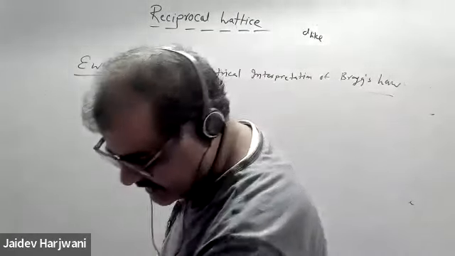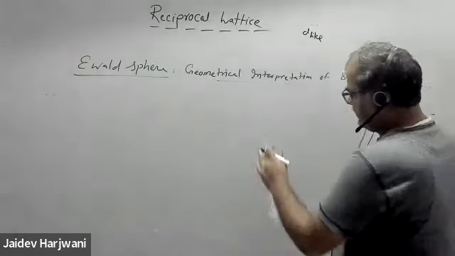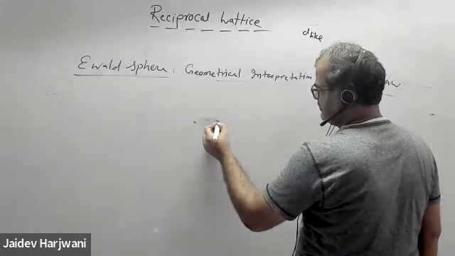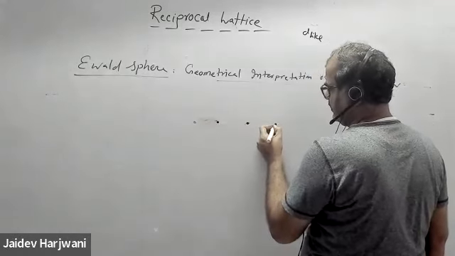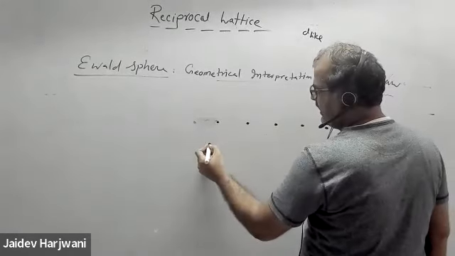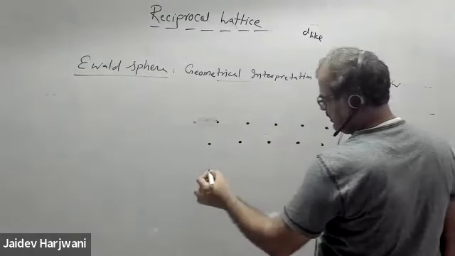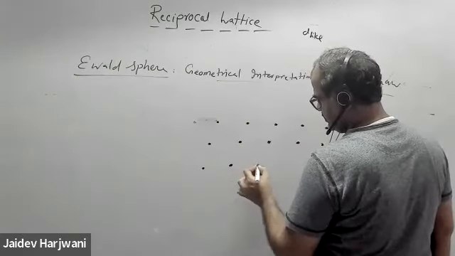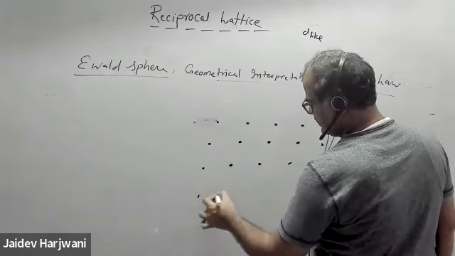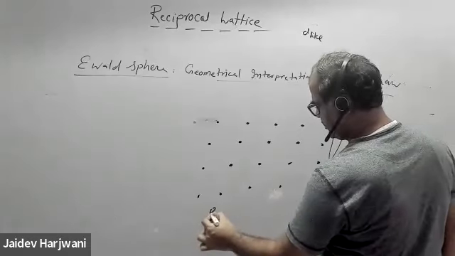Now, what do you mean by Ewald sphere? Suppose I have a reciprocal lattice. So this is my reciprocal lattice. How to show the Bragg condition graphically, or geometrically? So this is my reciprocal lattice.